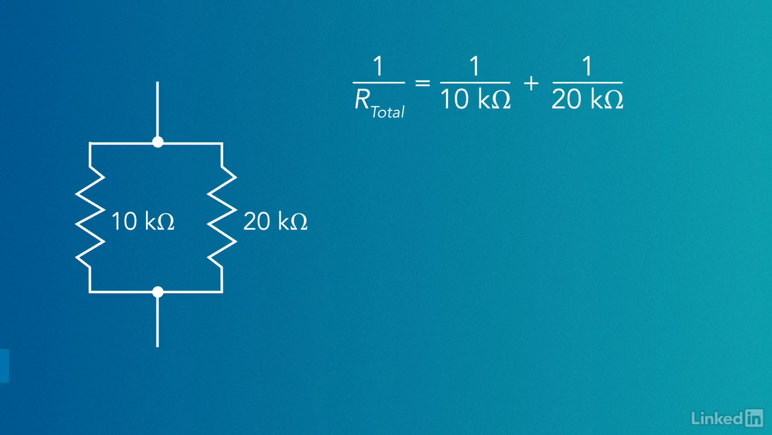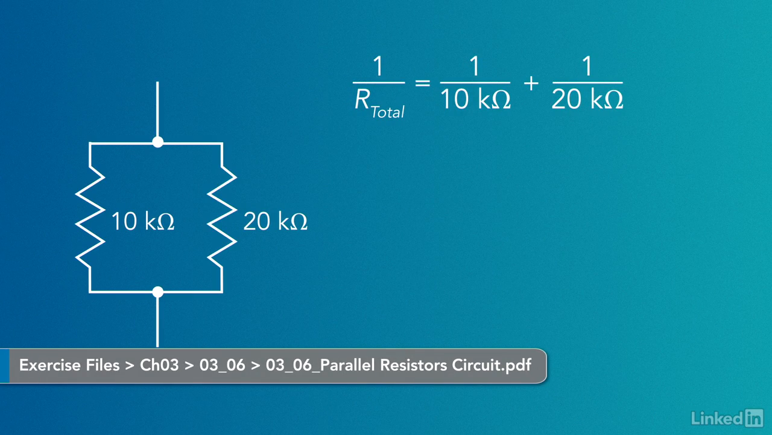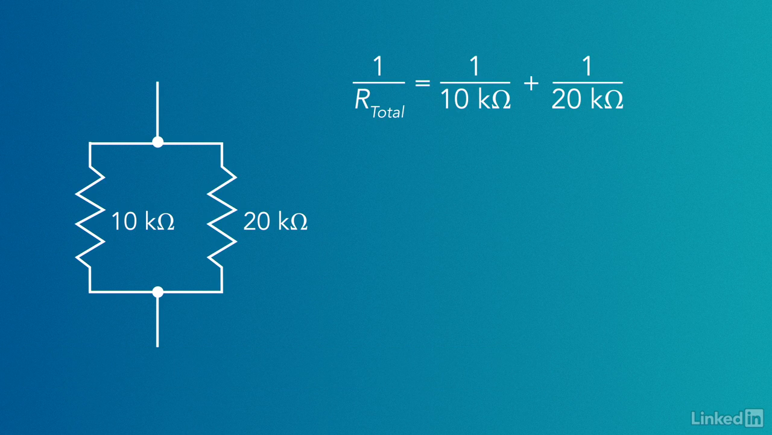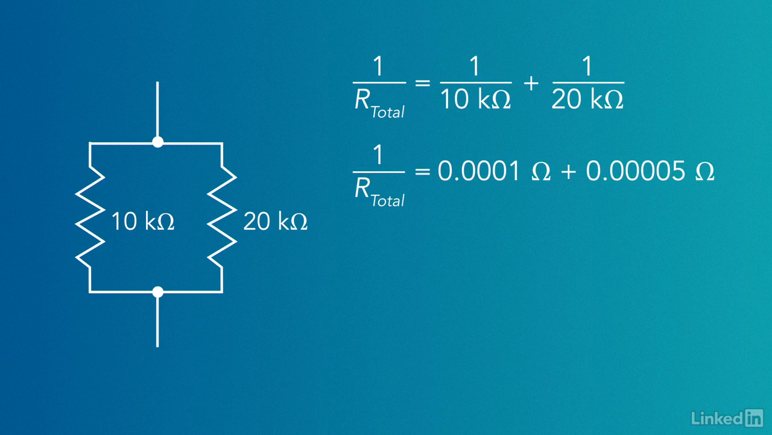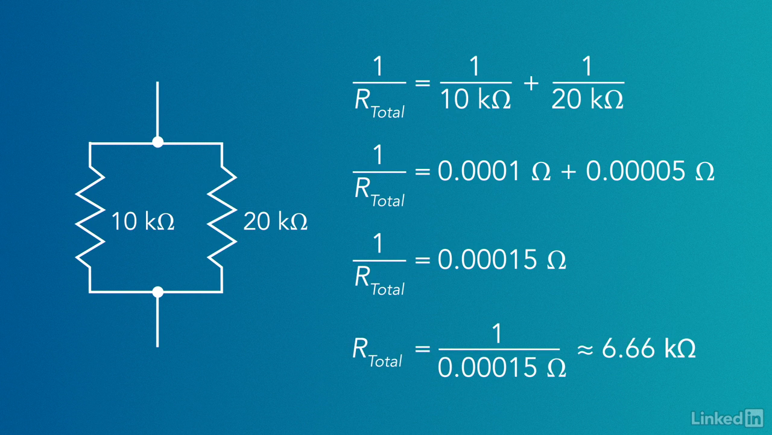So, for my 2 resistor example, I'll need to calculate the values of 1/10 kiloohms and 1/20 kiloohms, which are 0.0001 and 0.00005 siemens respectively. Added together, I get 0.00015. That value represents 1 over the total resistance. So to get R total, I can manipulate this equation by flipping both sides. That gives me a final answer that the total resistance of a 10 kiloohm resistor and a 20 kiloohm resistor in parallel should be about 6.66 kiloohms.